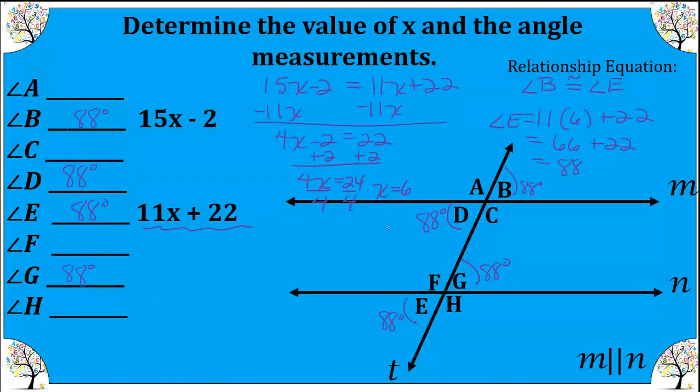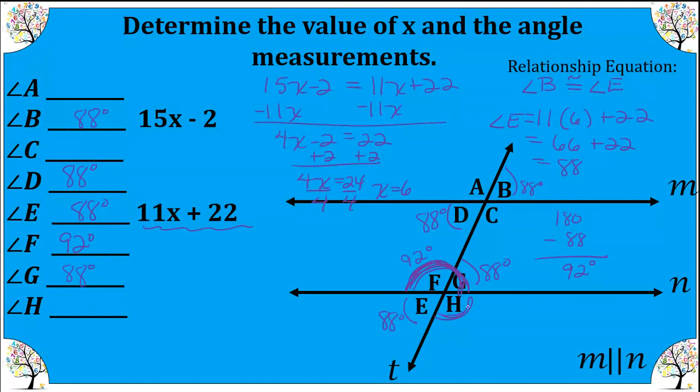Now, we have a linear pair. So this time, let's just look at F and G. They are a linear pair. They add up to 180. So to get F, we're going to just simply subtract out. And we are going to get, is that 92? Okay, so 92 degrees for F.